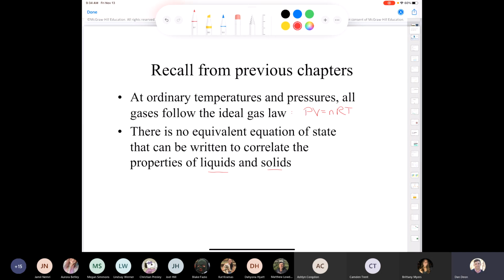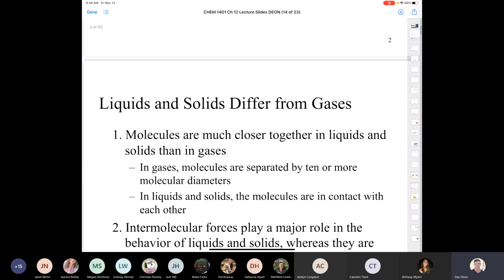And so there is no equivalent equation of state that can be written to correlate the properties of liquids and solids. Liquids and solids are different from gases. You're aware of that, but let's summarize it here. Molecules are much closer together in liquids and solids than they are in gases, right? In gases, we said that the distance between molecules is quite large. In fact, they're separated by 10 or more molecular diameters.